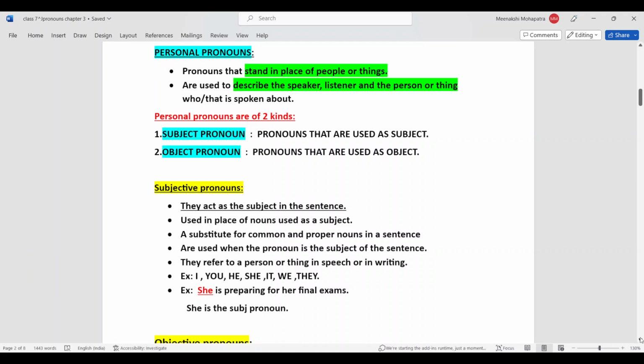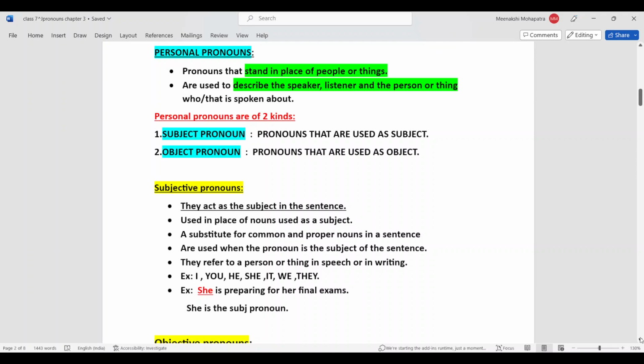Now, subjective pronouns are those which act as the subject in the sentence. They are used in place of nouns which are used as a subject. Now, children, as we know, every sentence has to have a subject. So, the subject pronoun is used in place of the noun. Subject pronouns are a substitute for common and proper nouns in a sentence. They are used when the pronoun is the subject of the sentence. They refer to a person or thing in speech or in writing.